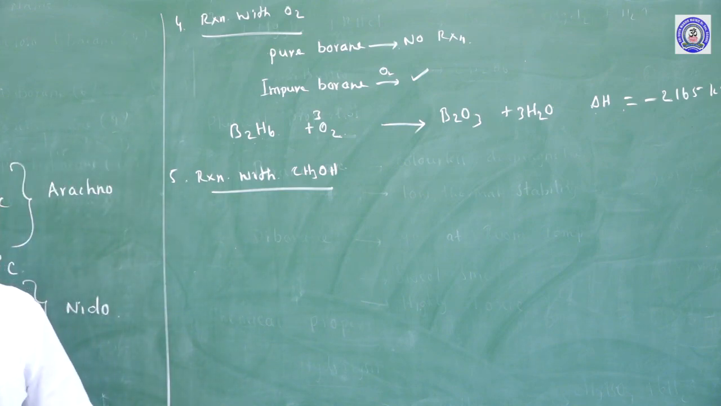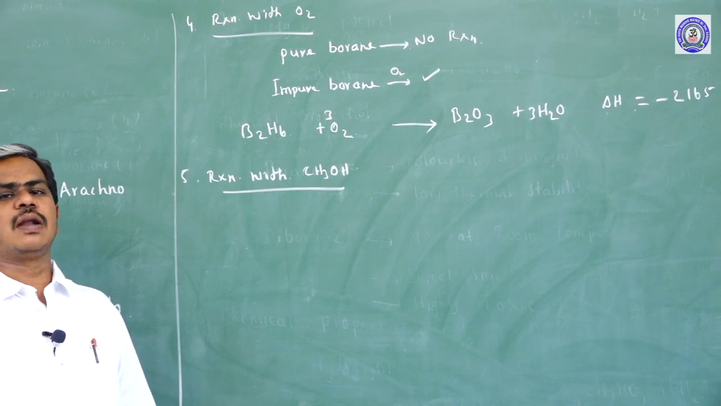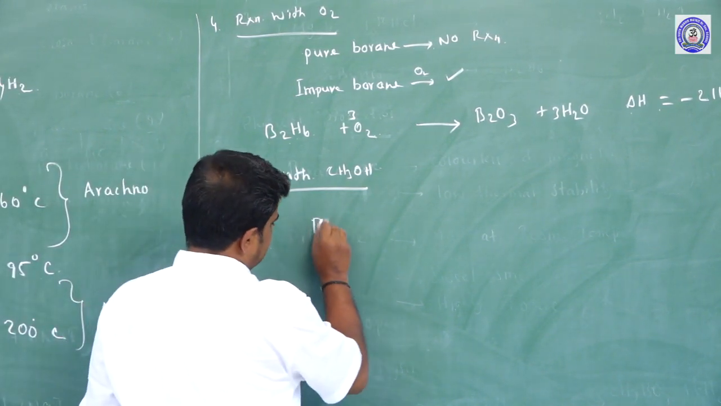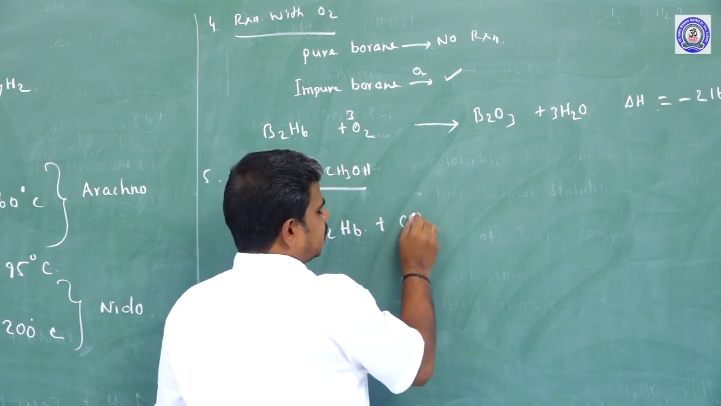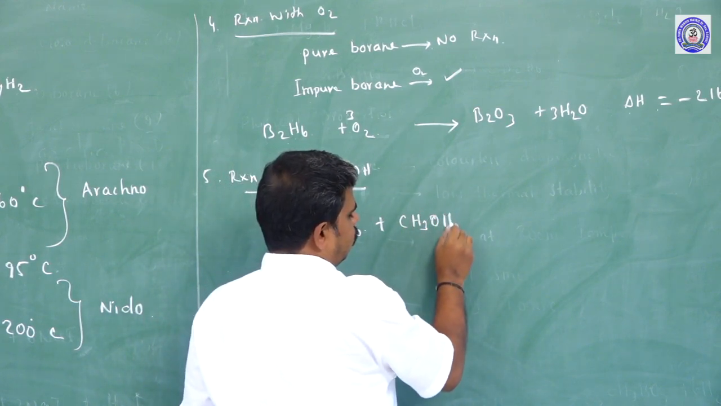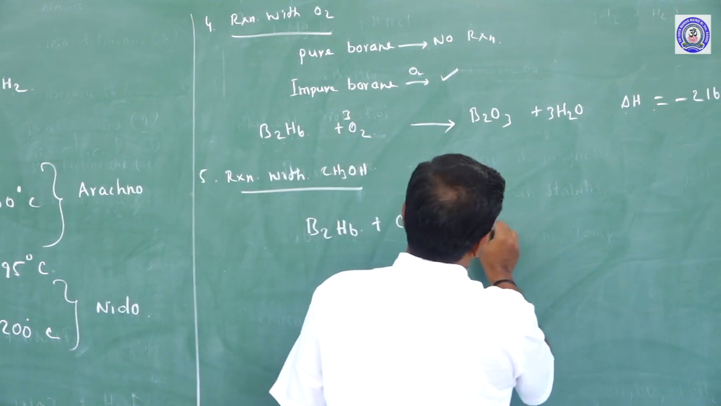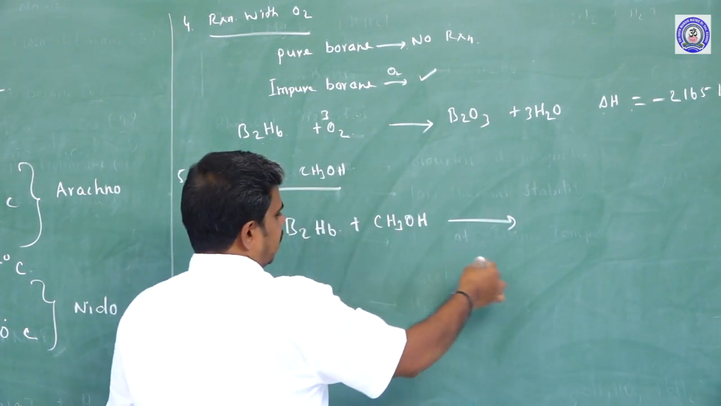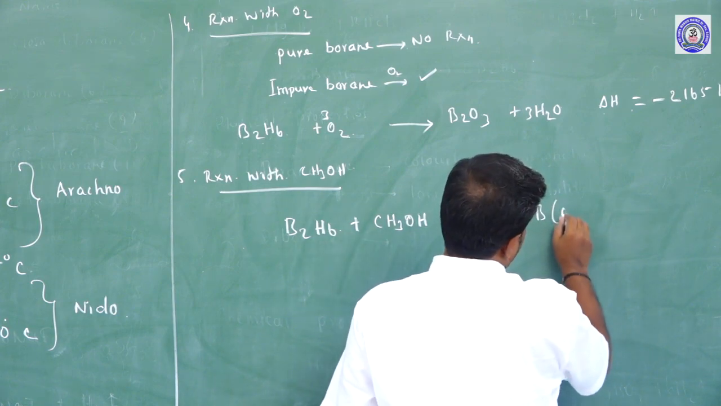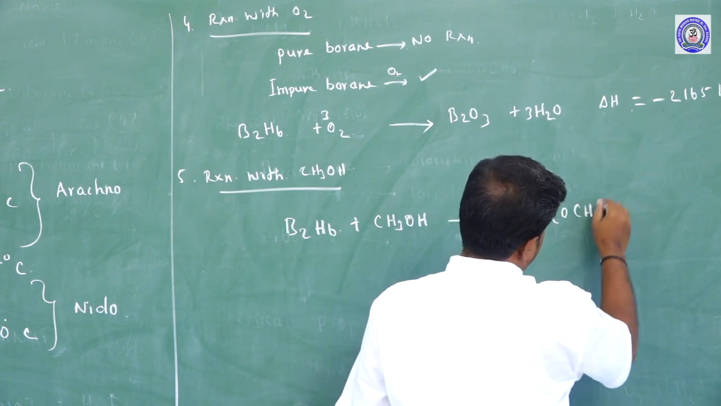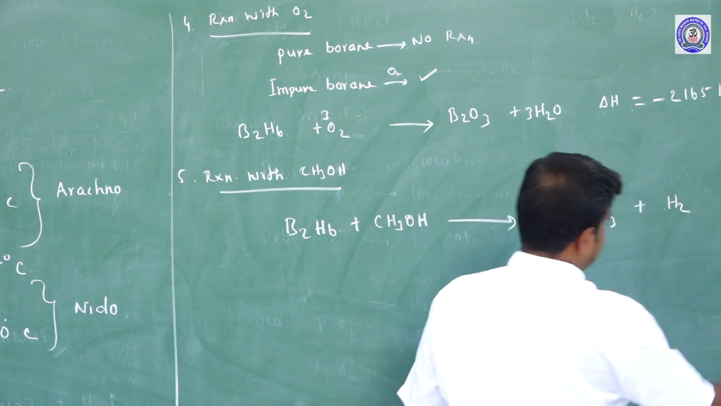Diborane is reacted with methyl alcohol. It gives trialkyl borate. So, we take diborane, B2H6, reacted with methyl alcohol, CH3OH, and it gives B(OCH3) thrice, with liberation of hydrogen.